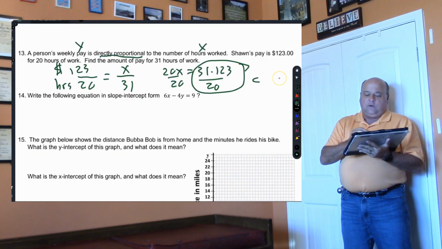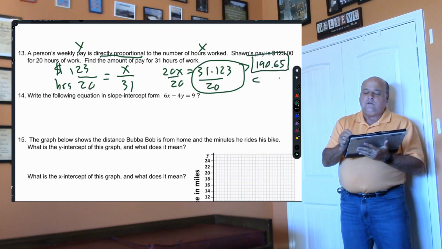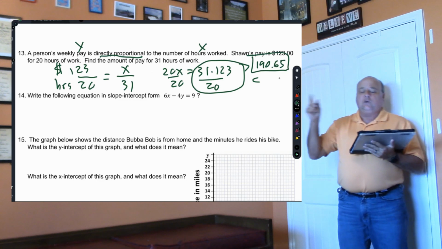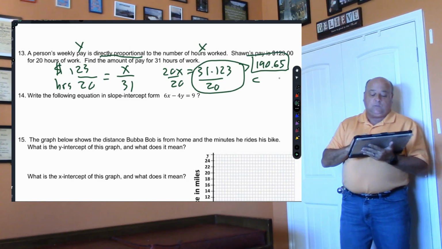Okay, so I'm going to go here. This would be $190.65. So remember, if it's a fraction, Control Enter will make it a decimal.